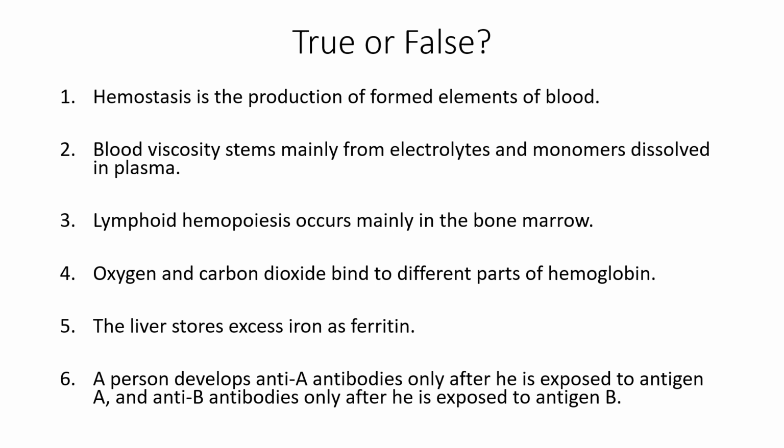Oxygen and carbon dioxide bind to different parts of the hemoglobin. This is true. Oxygen binds to the iron. Carbon dioxide binds to the amino groups on the polypeptide chains. The liver stores excess iron as ferritin. That's true. A person develops anti-A antibodies only after he's exposed to an anti-A antigen, and anti-B antibodies only after he's exposed to the antigen B. That's false. They're preformed.